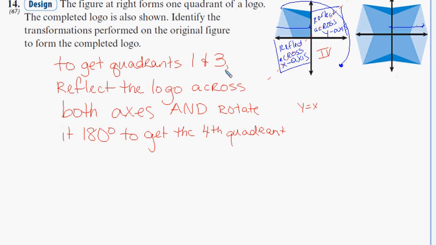Now that part about reflecting it across the y equals x axis, you can add that, but there's no need to write both ways that you can get it. We've already specified how to get the 4th quadrant. Okay? Hopefully that makes sense for all of you.